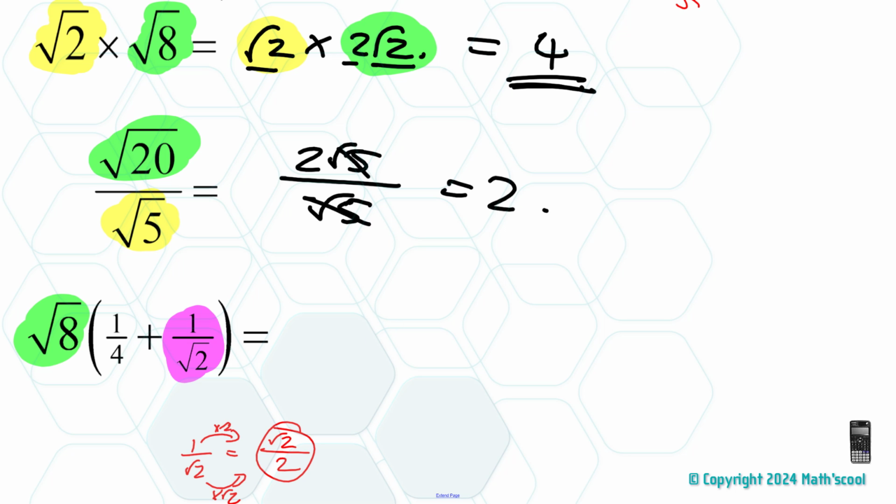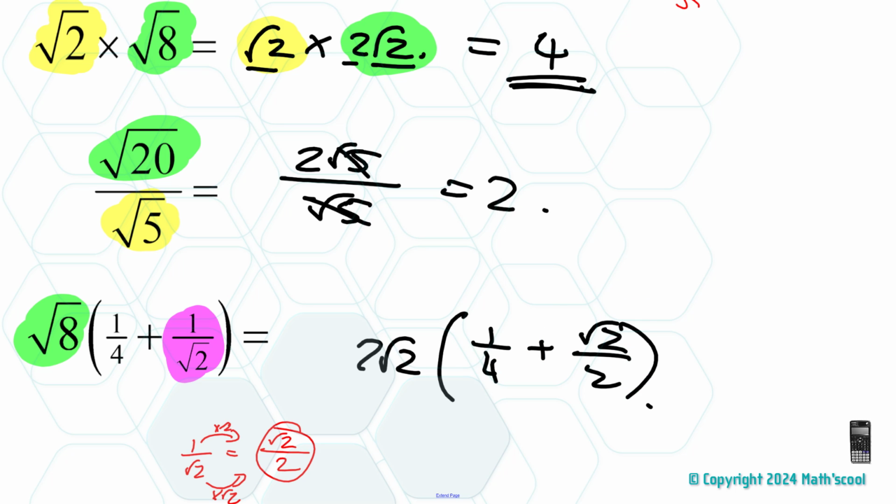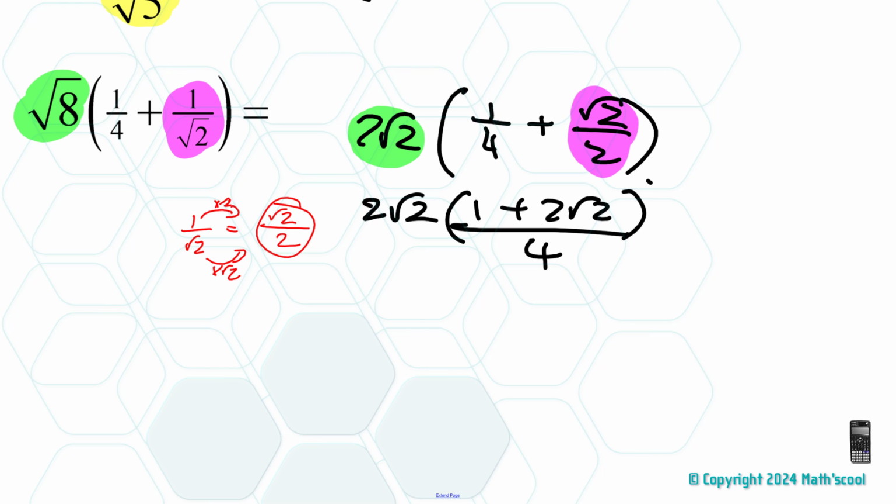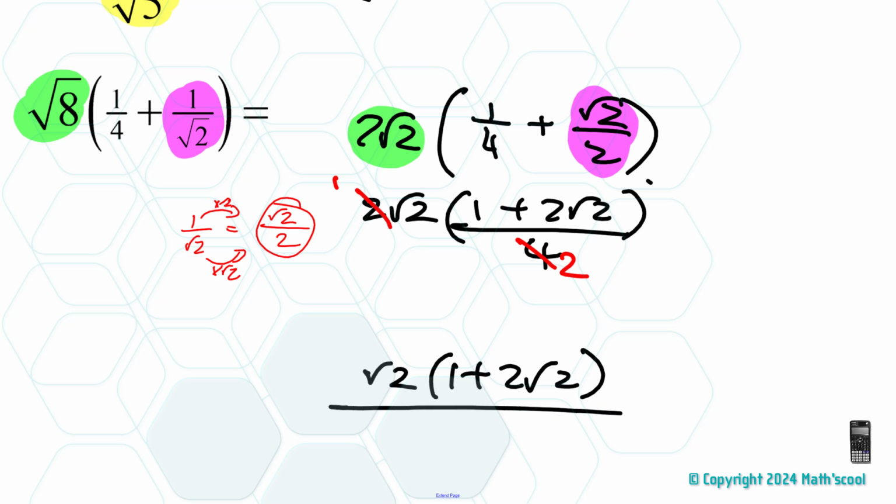So by the time we've tidied this up, it's going to be 2 root 2, which is the root 8, a quarter plus root 2 over 2. Let's do common denominator. The common denominator is going to be 4. And so that's going to be 1 plus 2 root 2. And then we'll multiply it by 2 root 2 at the front. We can cancel this down. 2 goes into that once, 2 goes into that twice. And so that gives us root 2 times 1 plus 2 root 2 all over 2.